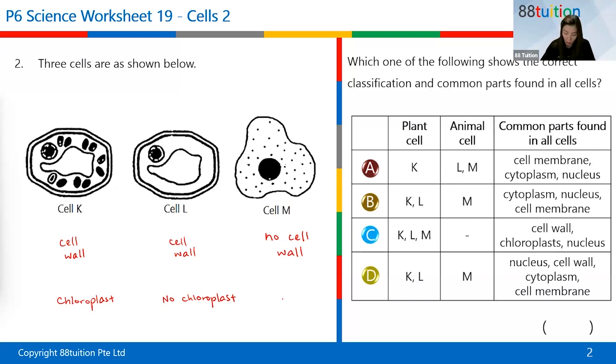I'm not putting no chloroplast for animal cell because we know that clearly it is not going to have it. But for plant cells, some plant cells have it, some plant cells don't. Okay, Priya says plant cells have cell wall, animal cells do not. Are there such things as animal cells that have chloroplasts?